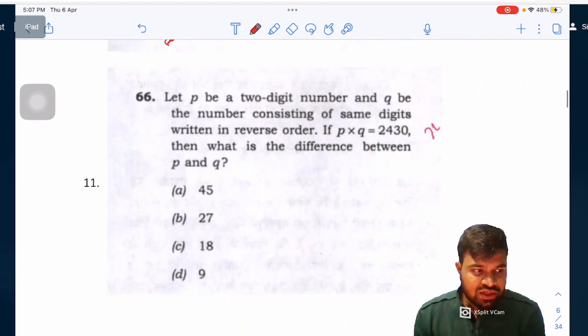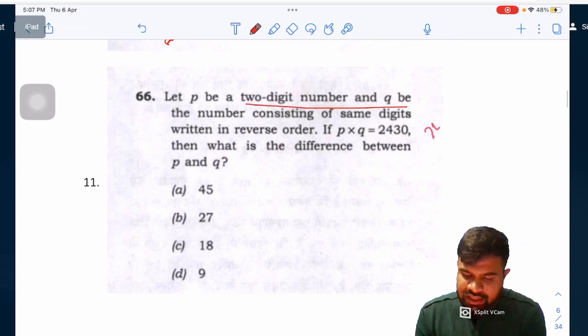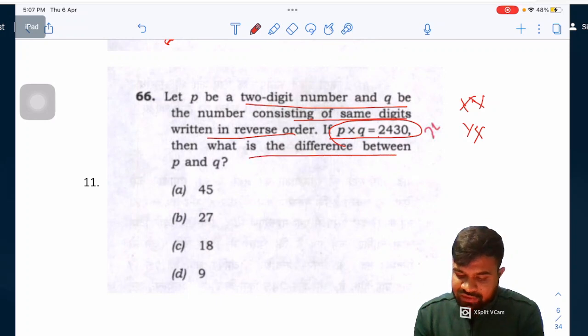Now in this question, P is a two-digit number and Q is the number consisting of the same digits written in reverse order. That means XY and YX. P into Q is 2430. What is the difference between P and Q?